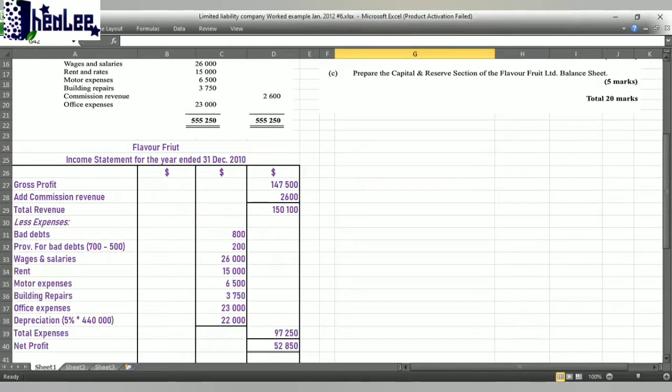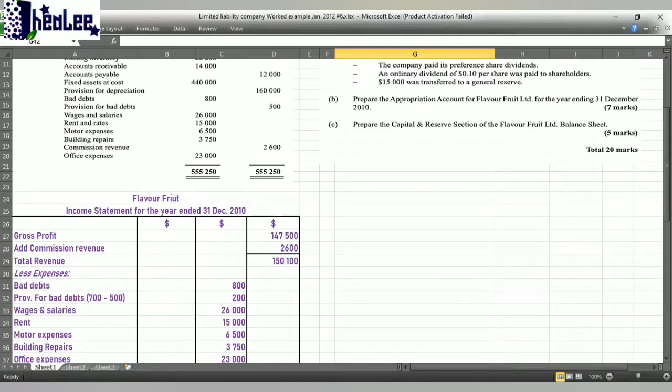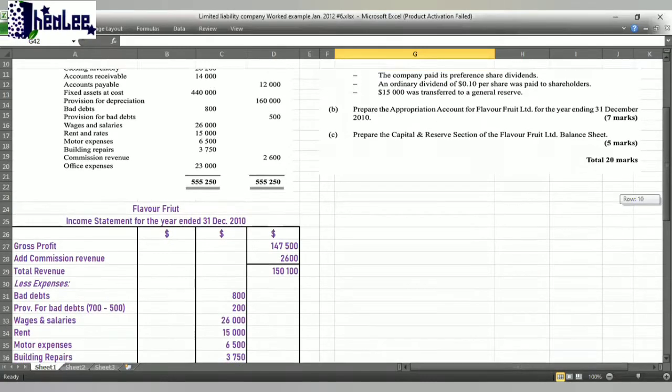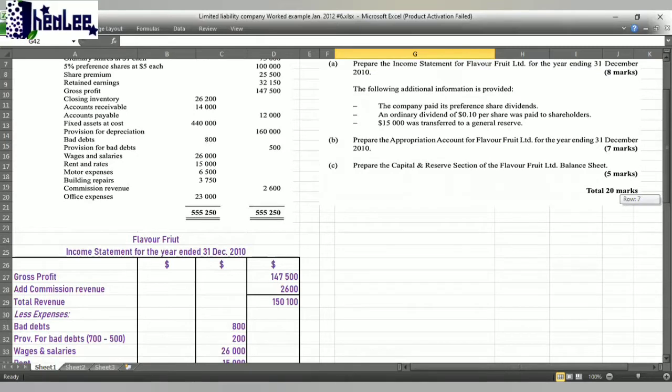The expenses are listed, and the total expenses there is 97,250, and the net profit is $52,850.